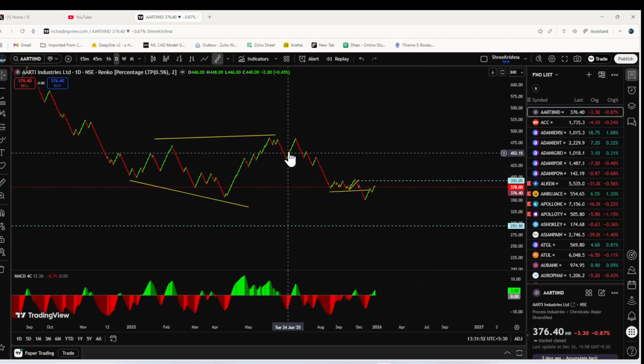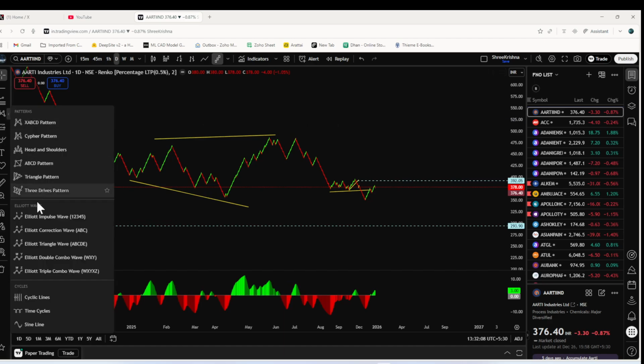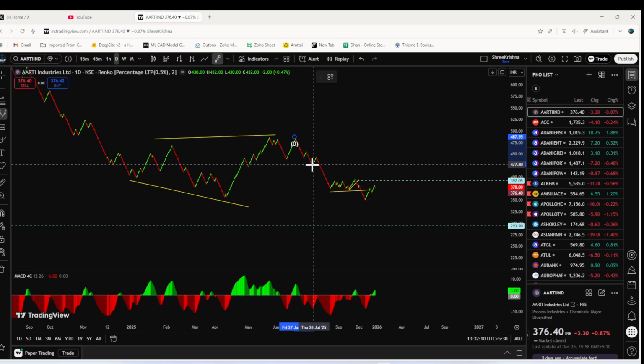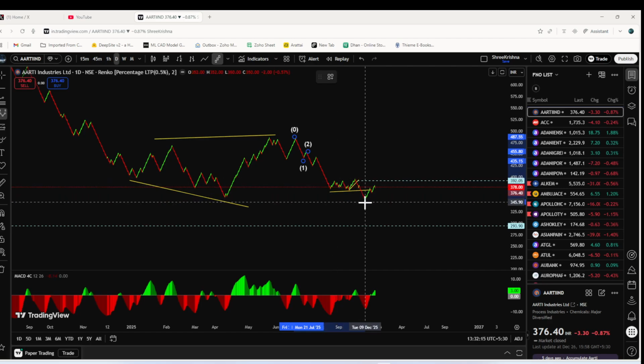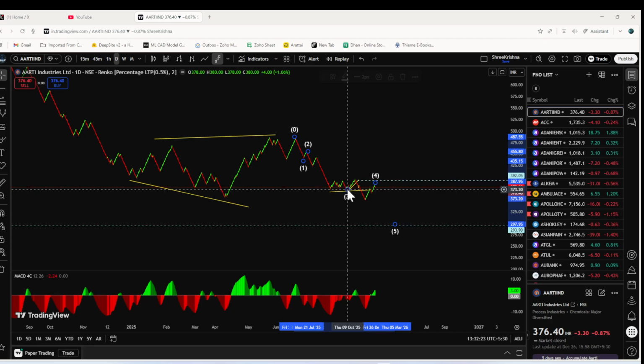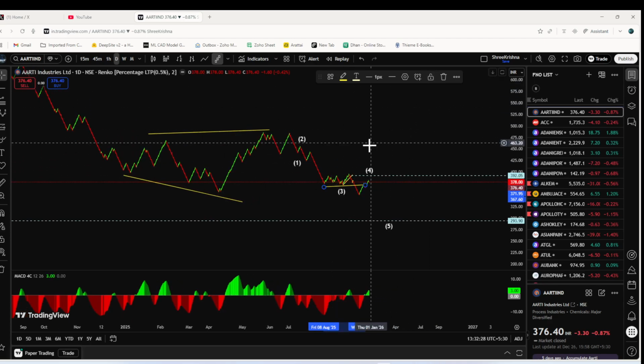This is impulse. This is correction. Sorry, this is correction. This is the last impulse. Then from there it made a 1, 2, 1, 2, 3, 4 and 5. This completes the wave 3. So here is how most people count: this becomes 1, 2, then it becomes 1, 2, 3, 4, 5. This becomes 3 and this becomes 4, and then it becomes 5. Let me remove this.